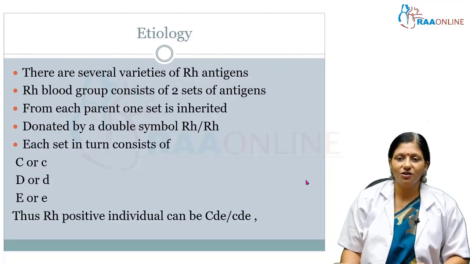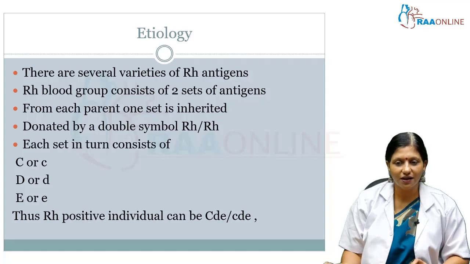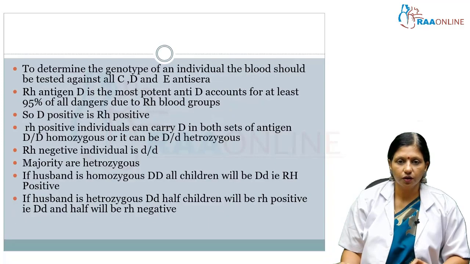So there are several varieties of Rh antigens. The Rh blood group consists of two sets of antigen. From each parent one set is inherited, and it is denoted by the symbol Rh by Rh, and each set consists of capital C or small c, capital D or small d, capital E or small e. A Rhesus positive individual can be capital C, small d, small e by C, D and E small. So to determine the genotype of an individual, the blood should be tested against all C, D and E antisera.